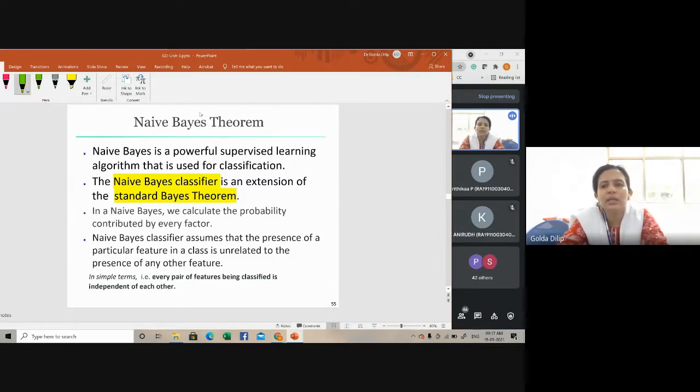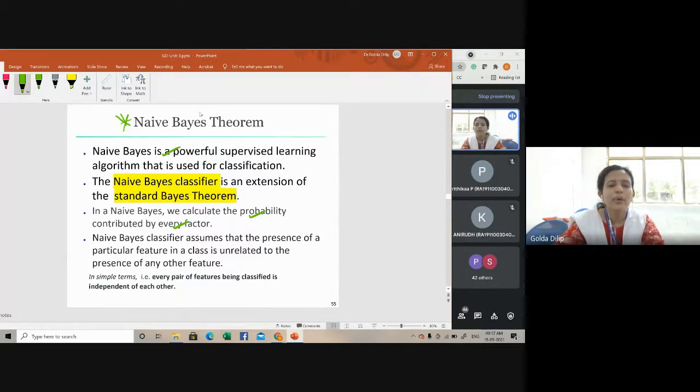Now let's try to understand your naive Bayes theorem or naive Bayesian classifier. It's actually an implementation of the standard Bayes theorem in the context of machine learning. It's a very powerful supervised learning algorithm that is used for classification. Very, very important. The naive Bayesian classifier is an extension of the standard Bayes theorem we just studied. In naive Bayes, what we basically do is calculate the probability contributed by each and every factor.